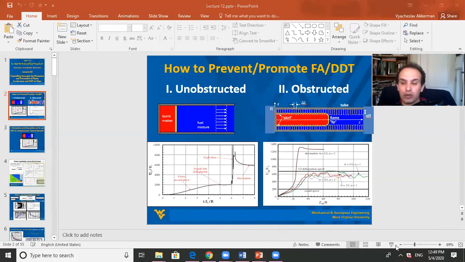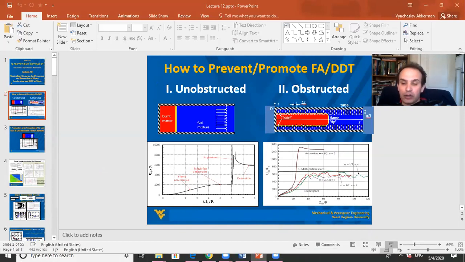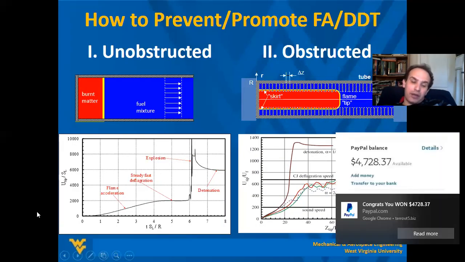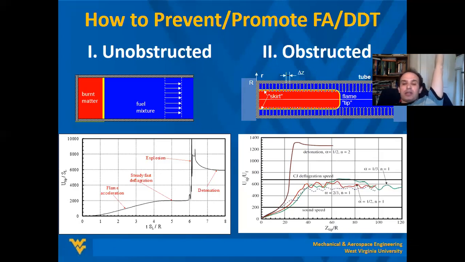So in both cases, what do we have? We actually have 4 stages. You may see we have 4 stages of acceleration. We have exponential acceleration. Then we have slowdown of flame acceleration due to compressibility, saturation to Chapman-Jouguet deflagration, and eventual explosion. The same for obstacles.